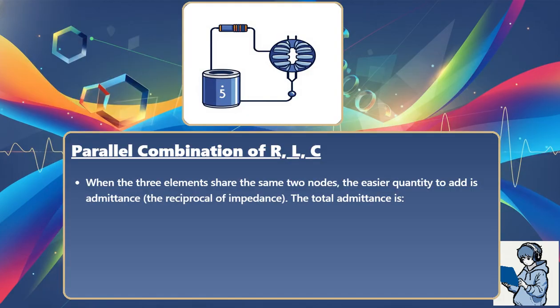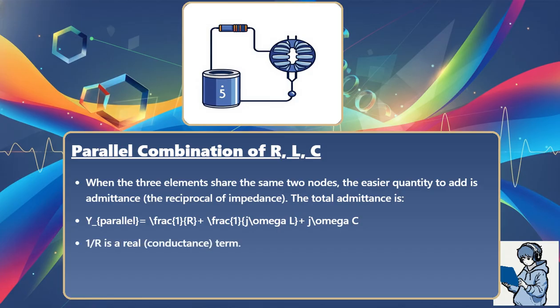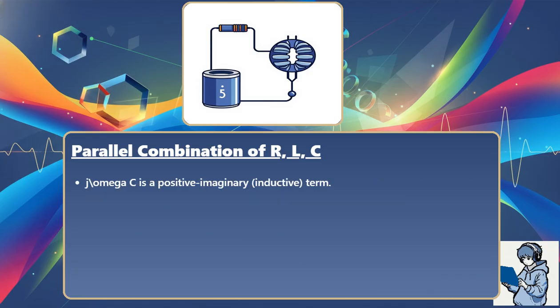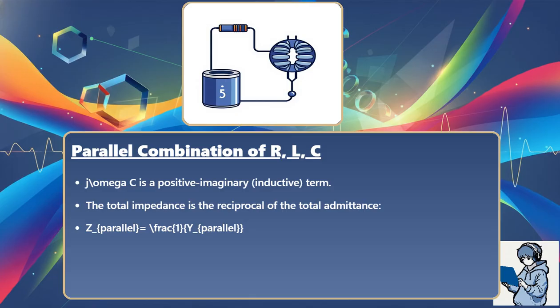When the three elements share the same two nodes, the easier quantity to add is admittance, the reciprocal of impedance. The total admittance is Y parallel equals 1 over R plus 1 over j omega L plus j omega C. 1 over R is a real conductance term. 1 over j omega L equals negative j over omega L is a negative imaginary, capacitive-looking term, because an inductor in parallel looks like a capacitor from the admittance viewpoint. j omega C is a positive imaginary term. The total impedance is the reciprocal of the total admittance. Z parallel equals 1 over Y parallel.